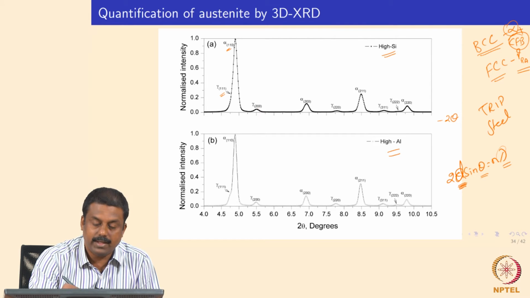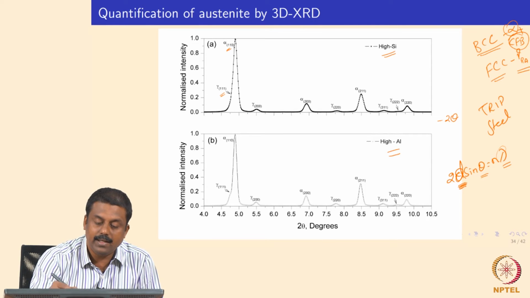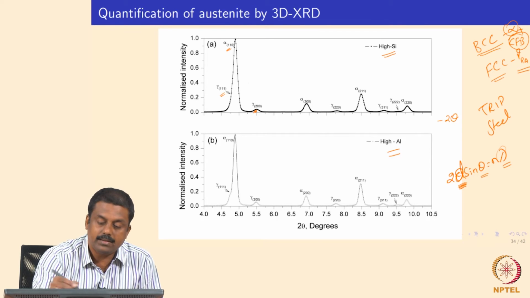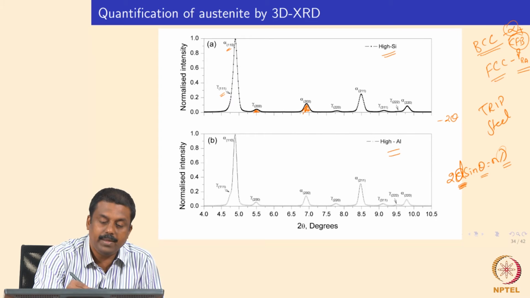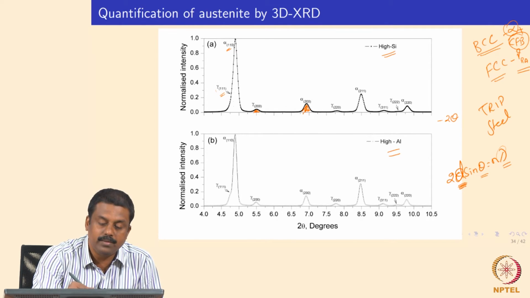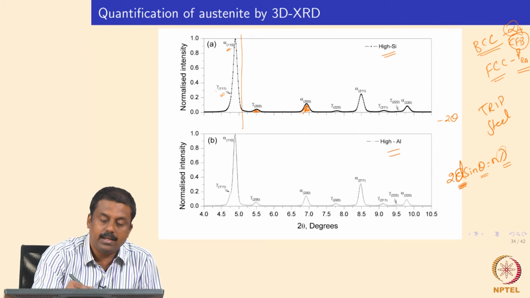ferrite or austenite. So once we identify the planes of diffraction, we can see the individual intensity of ferrite and austenite. For example, in this case this is the 200 austenite intensity, this is the 200 ferrite intensity, and the first peak is a mixture of ferrite 100 and austenite 111. Generally we neglect that because it is very difficult to separate this peak.